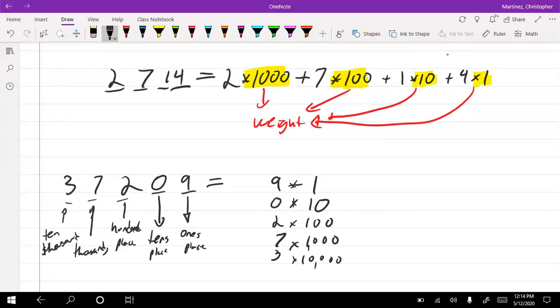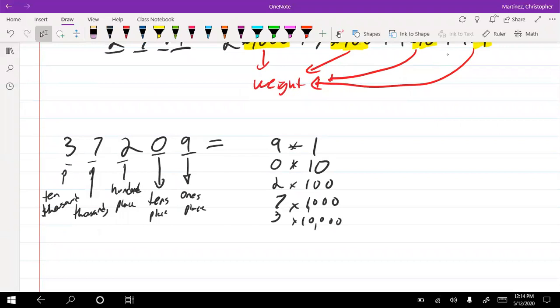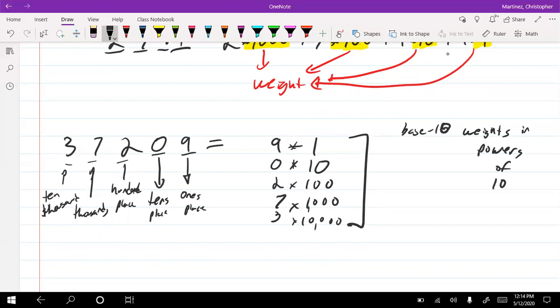So we can see what all of this weight would be. Since it's base 10, we can represent all of the weights in powers of 10. The first spot would be 10 to the 0, because anything with a power of 0 is 1. How do I get 10? That would be 10 to the 1. How do I get 100? That's 10 to the 2. How do I get 1,000? 10 to the 3. And then how do I get 10,000? Well, that would be 10 to the 4.